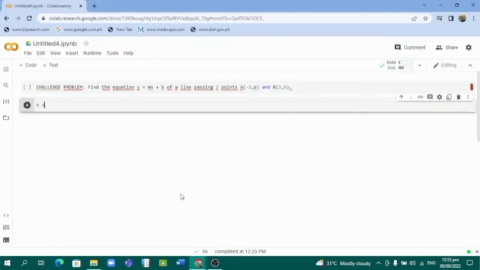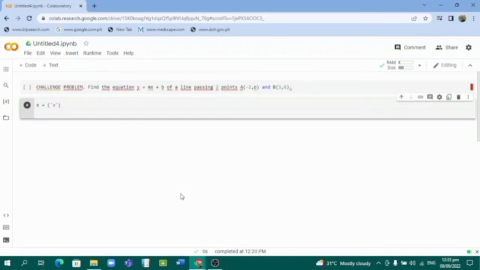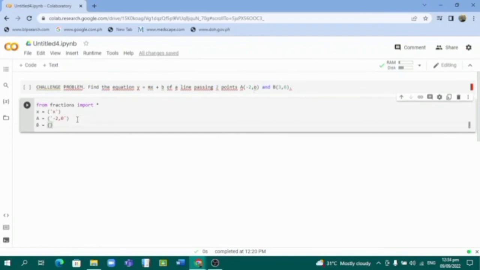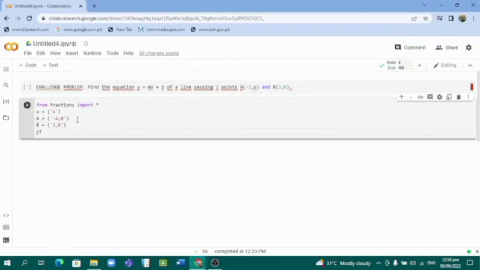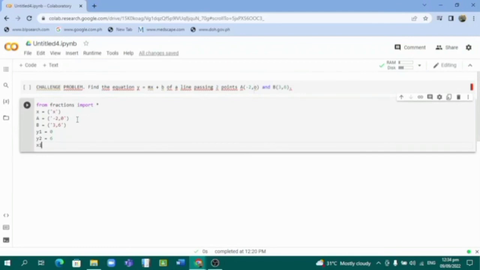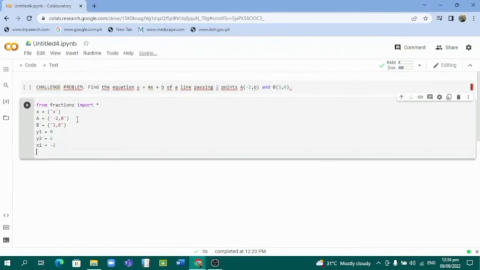First line, we'll put here x, equal to x, point a equal to -2, 0, and I forgot to import from fractions, import, and point b equal to, close open parentheses, 3 and 6. y sub 1 is equal to 0, y sub 2 is equal to 6, x sub 1 is equal to -2, x sub 2 is equal to 3.